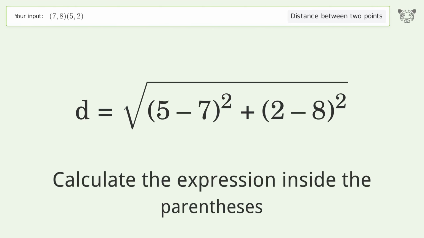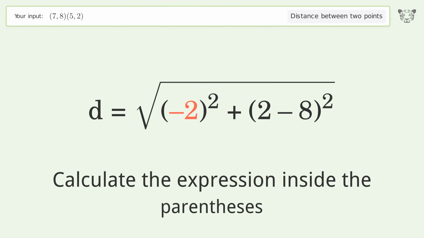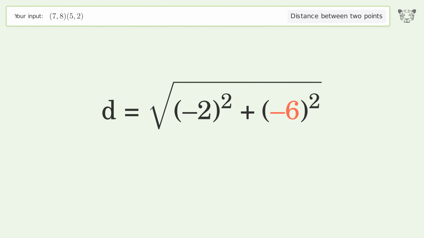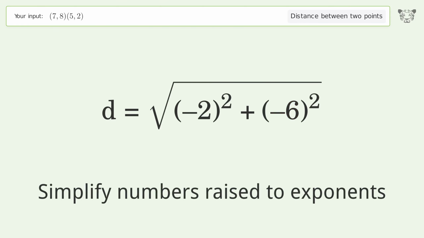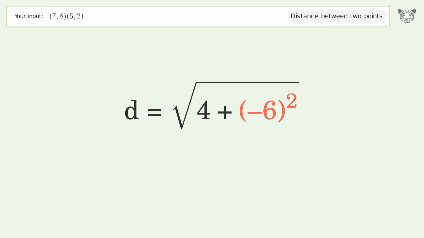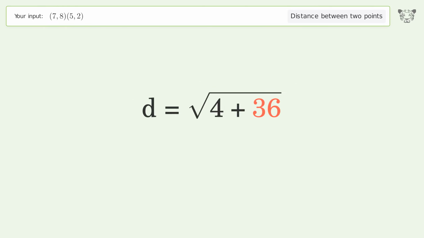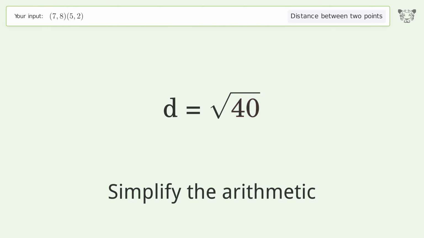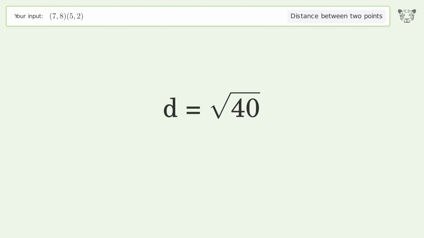Calculate the expression inside the parentheses. Simplify numbers raised to exponents. Simplify the arithmetic. And so the distance between the 2 points is the square root of 40, or 6.325.